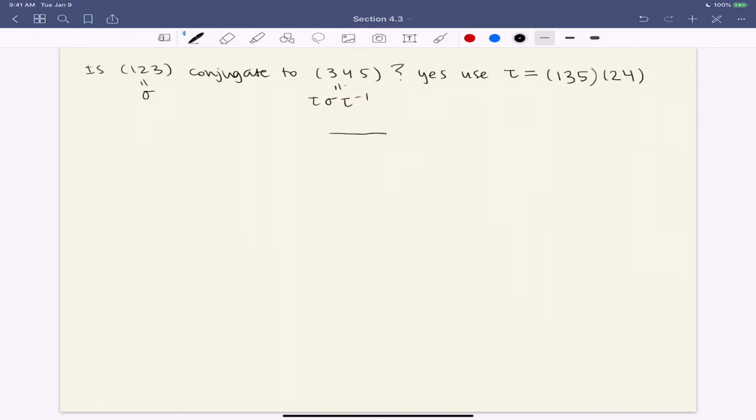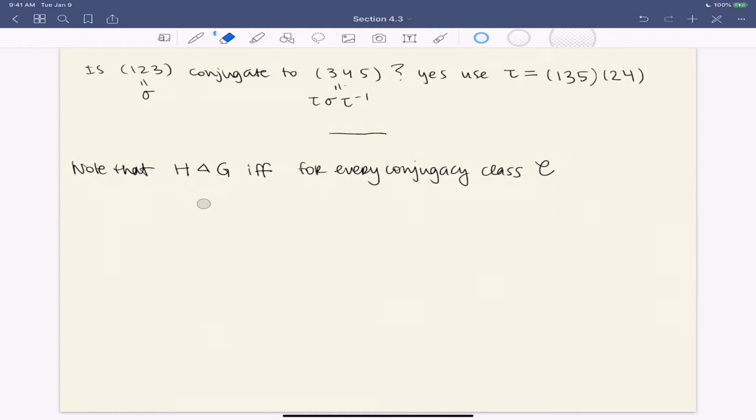Note that H is normal in G if and only if for every conjugacy class C, either the whole conjugacy class is in H or the conjugacy class and H don't intersect. That should make sense because for H to be normal in G, it means that g H g inverse is equal to H for all g in G. So it means that every element of H, every one of its conjugates is also in H. So that's exactly what I'm saying.